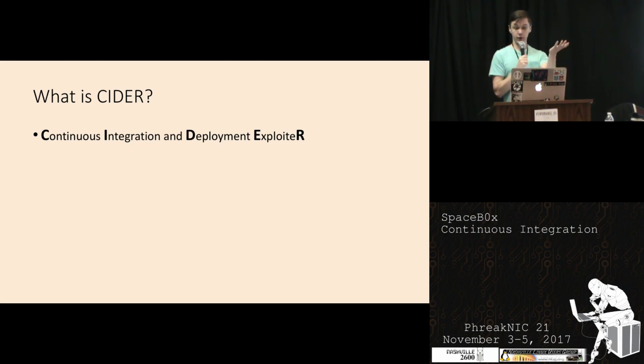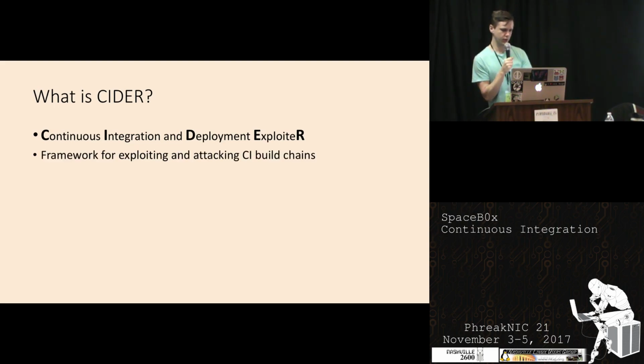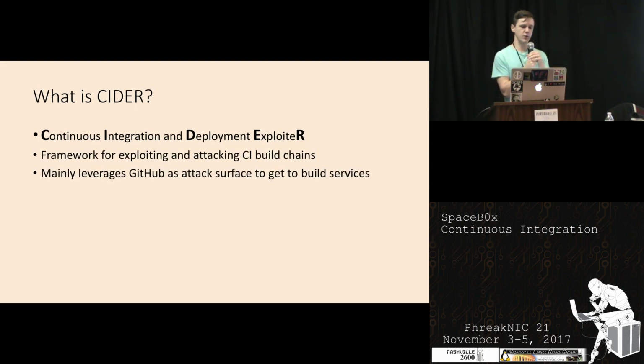So the tool that I introduced is called CIDER. It's the Continuous Integration and Deployment Exploiter, and it is a framework for exploiting CI build chains. It leverages GitHub as an attack surface. I haven't integrated GitLab or Bitbucket or anything like that, but it easily could be done.